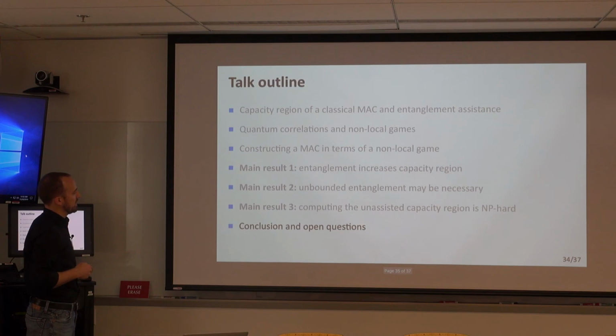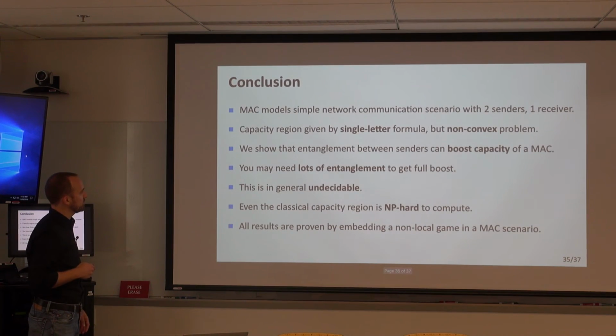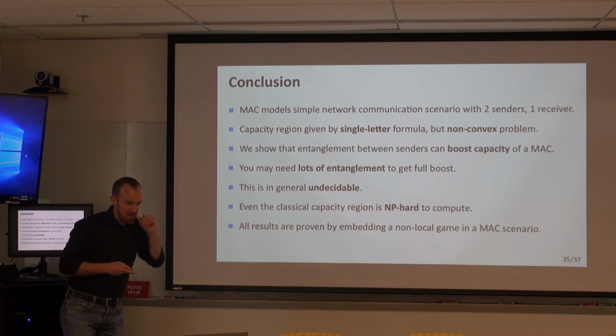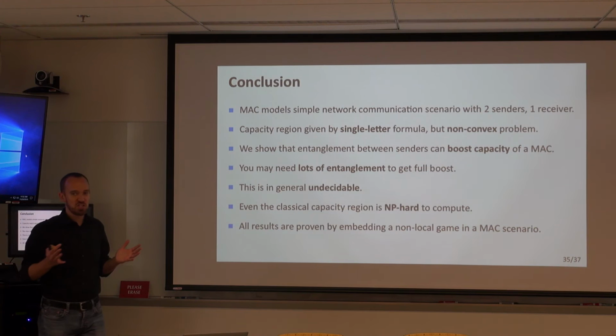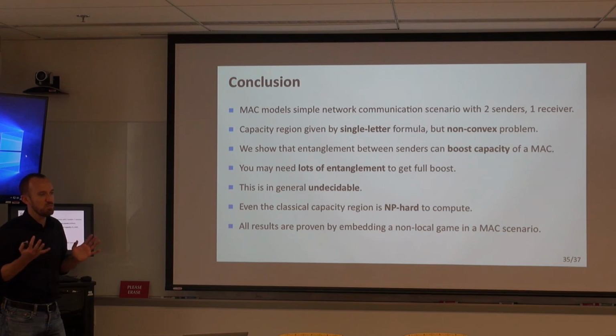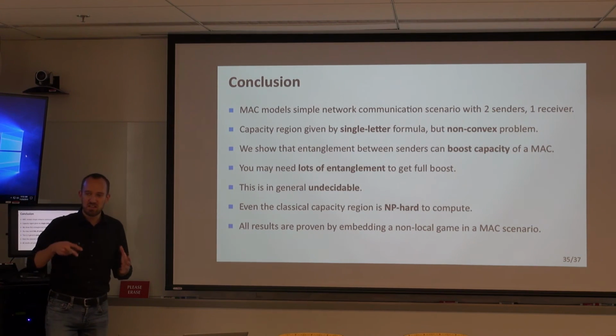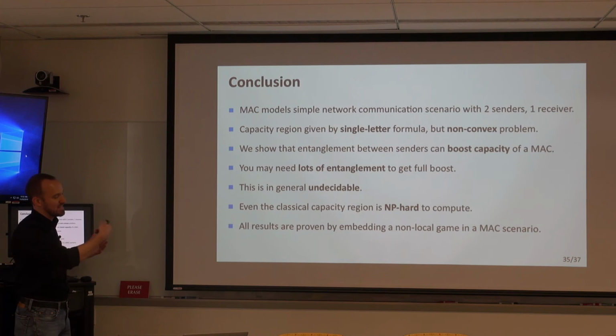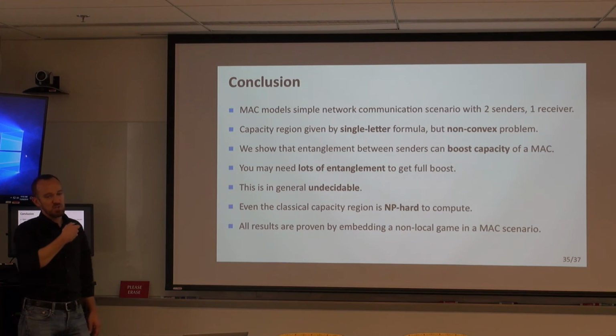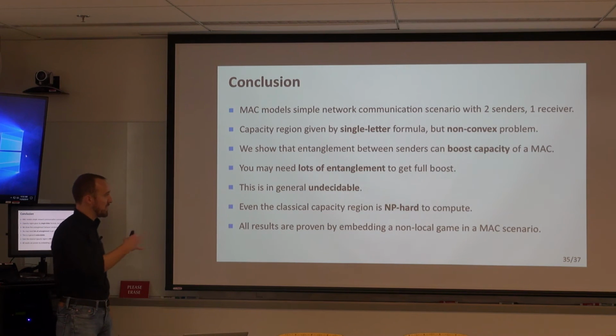All right, so I'll conclude. We talked about the multiple access channel communication scenario, which is in a way the simplest network communication scenario. You have 2 senders, 1 receiver. We know its capacity region. It's given by a single letter formula, but it's a non-convex problem, so kind of hard to determine. And using non-local game theory, we show that entanglement can actually boost the capacity region.